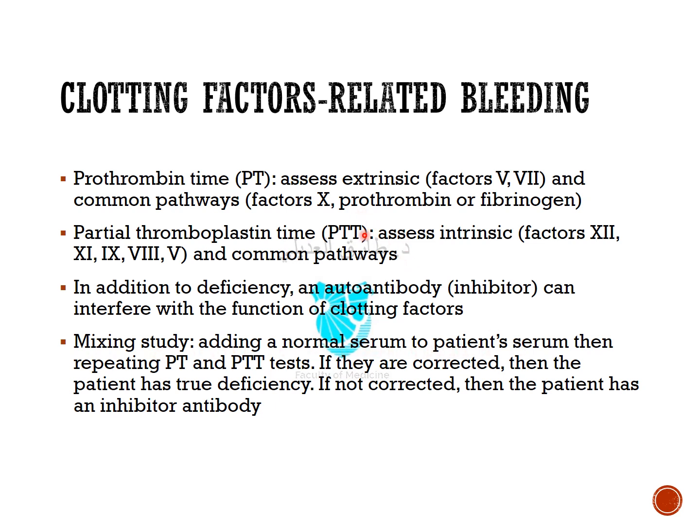Then we repeat the test. If there is a true deficiency, then we compensated. We added the normal deficient factor. If the PT or PTT test that was abnormal is corrected, then the patient has a true deficiency. However, if there is an autoantibody, it will block the newly added factors, so the PT or the PTT test will remain abnormal. Okay, this is a simple blood test.